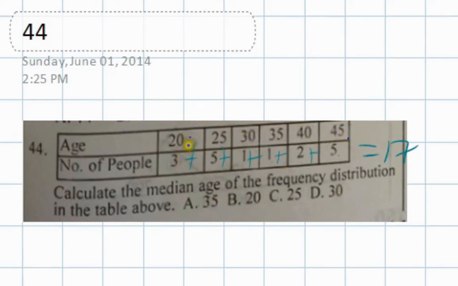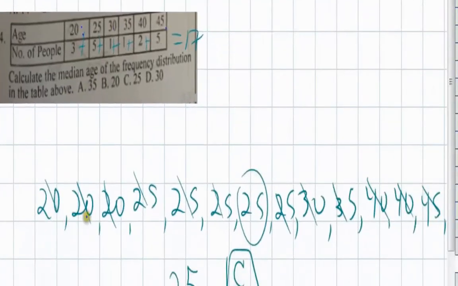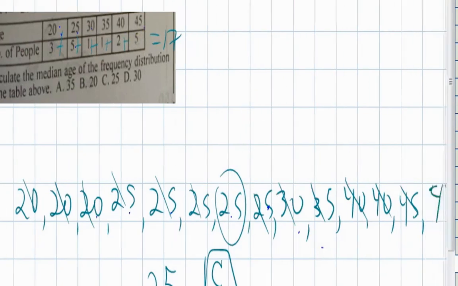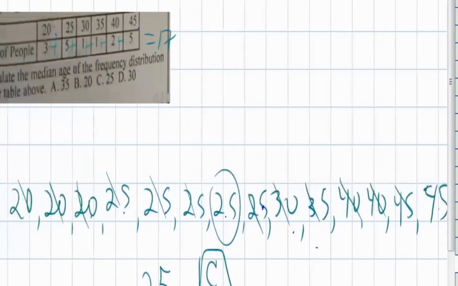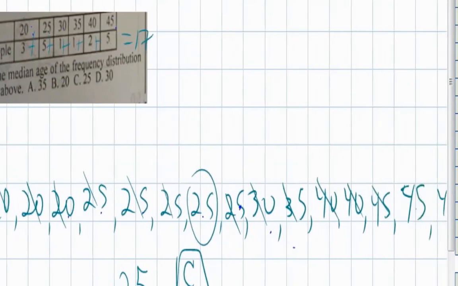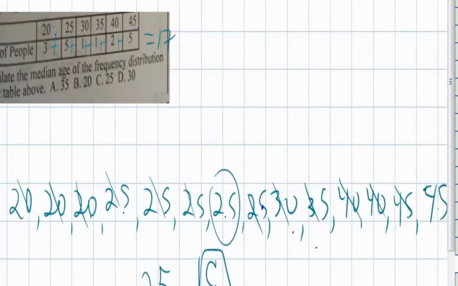So 20 shows up 3 times, so I wrote 20 three times. There were 5 people that were the age of 25, so I wrote 25 five times. 30 showed up once, 35 once, 40 twice, and 45 five times. So then what you have to do here is find the number that's in the middle.